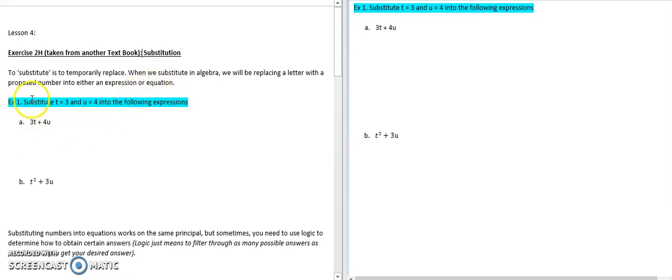So the first example, I've got the question set up here, but I've got it also on the right hand side to actually get the answer down. We're going to substitute t equals 3 and u equals 4 into the following expressions. Anywhere you see a t in the expression, you're going to replace it with a 3. We're not going to just put the 3 next to it like a lot of students tend to do. 3t means 3 times t. So this is equal to 3 times whatever t is, which is 3, plus 4 times whatever u is, in this case, 4.